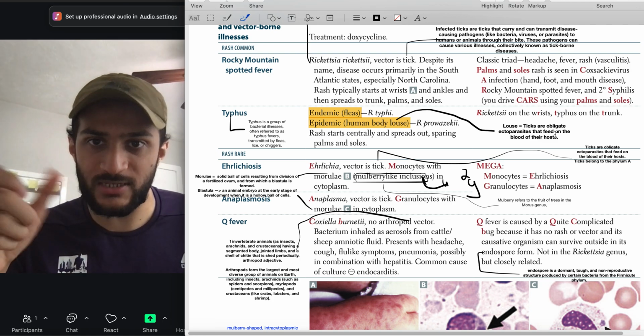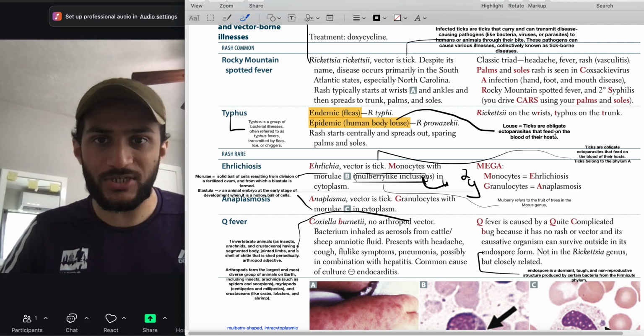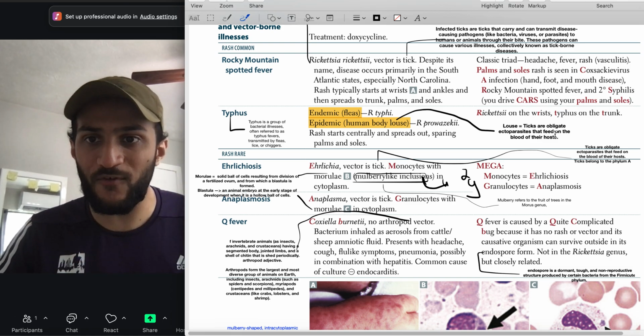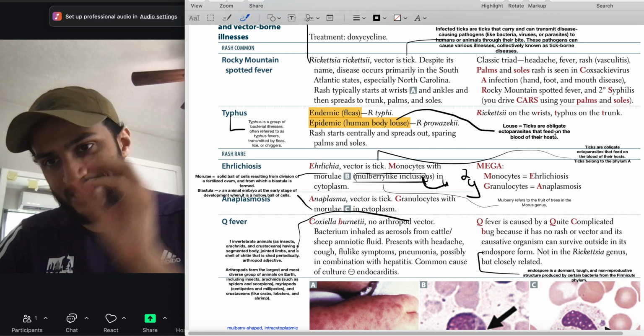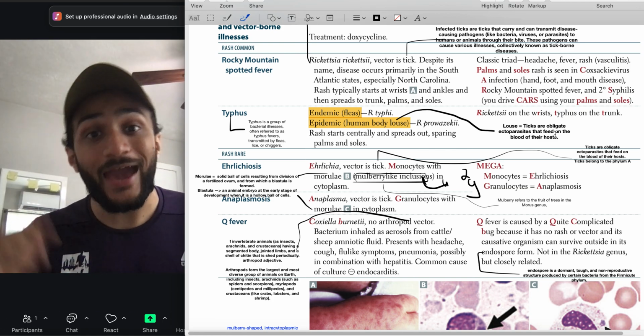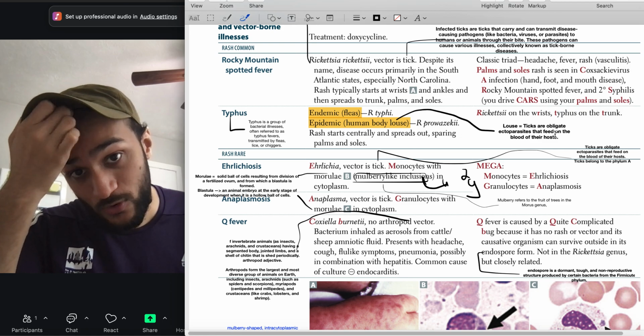Alright, let's come to typhus. Typhus is a group of diseases which is going to be for bacterial illnesses, and this can cause fever, and this is transmitted with fleas or lice. So we have endemic fleas, which is called Rickettsia typhi, so emphasis on typhi, and then epidemic. So the epidemic will be much more. So human louse.